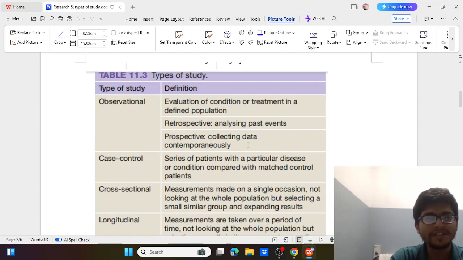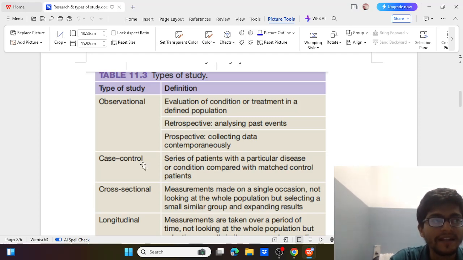So what are these observational studies? Observational studies, here we evaluate a condition or treatment in a defined population. So we take a condition or any treatment and we evaluate this in a defined population. It could be of two types, either retrospective or prospective. In retrospective we analyze the past events. So जो पहले हो गया है वो हम एनालाइज करेंगे in retrospective. In prospective we will be collecting data and going ahead. So collecting data contemporaneously. So this will be observational study.